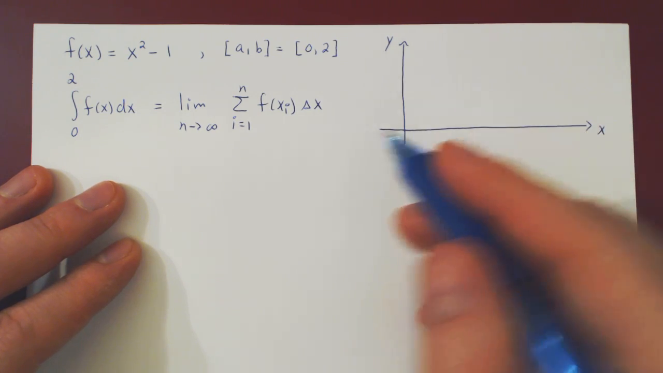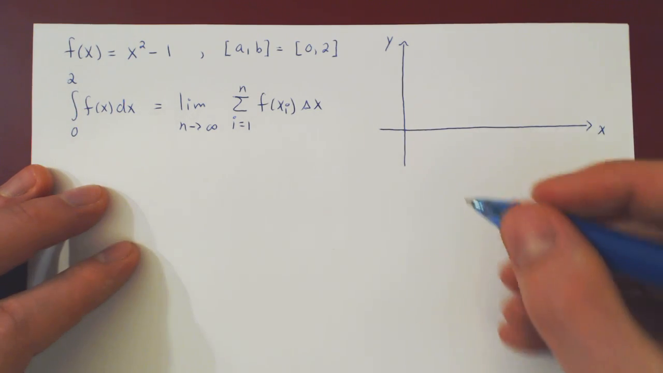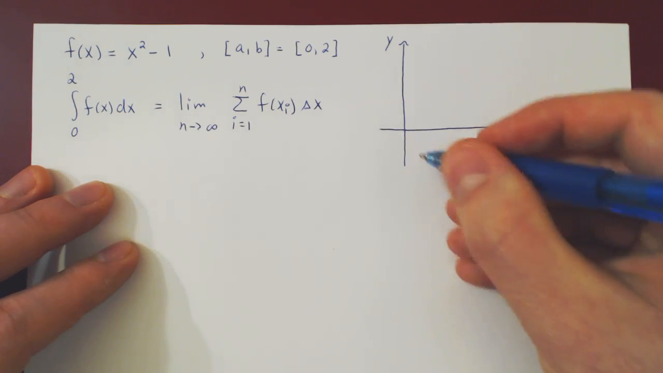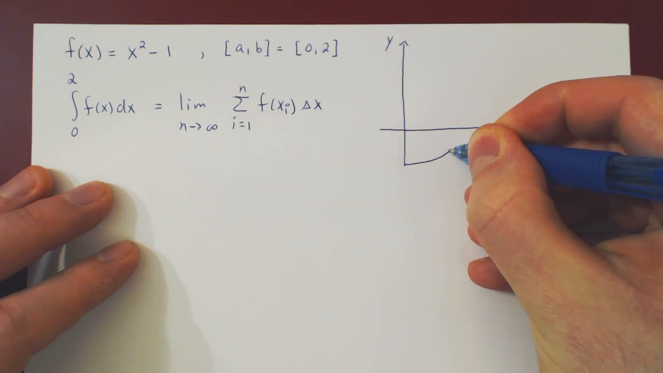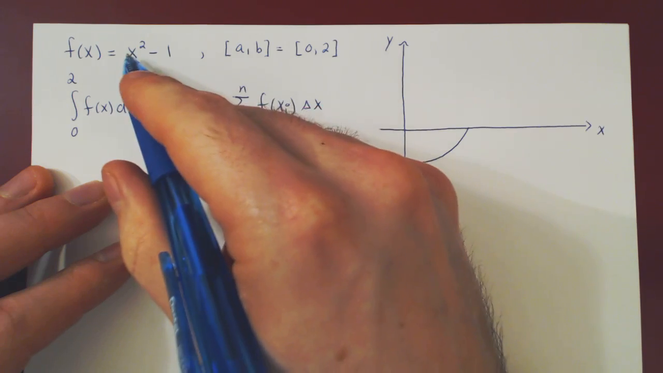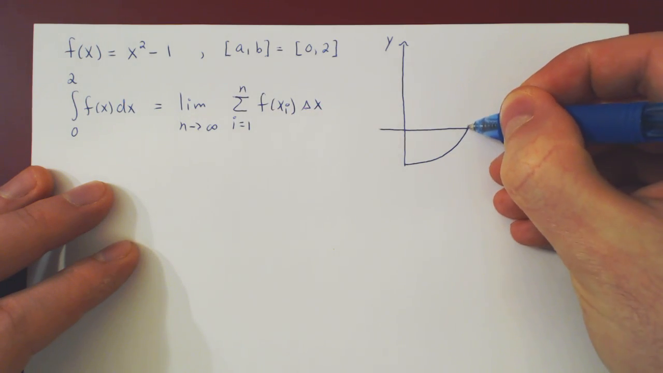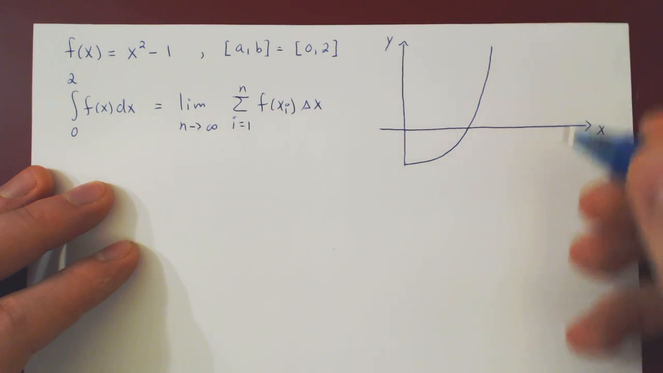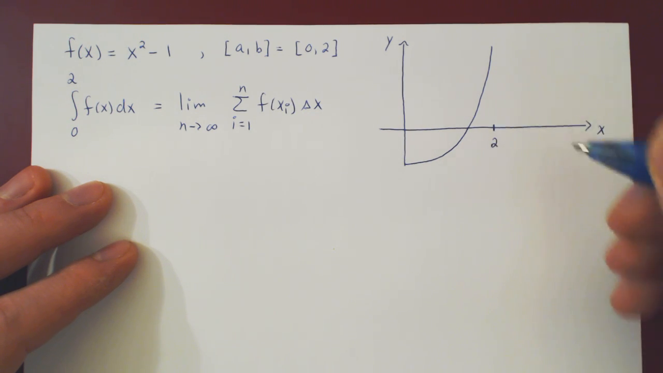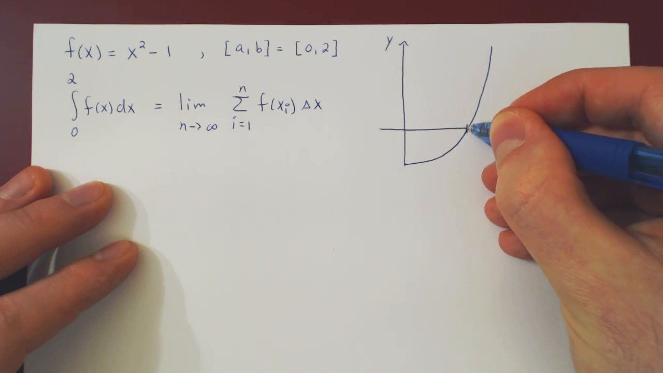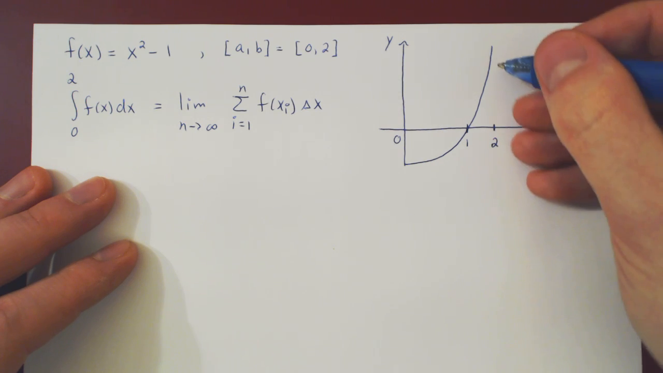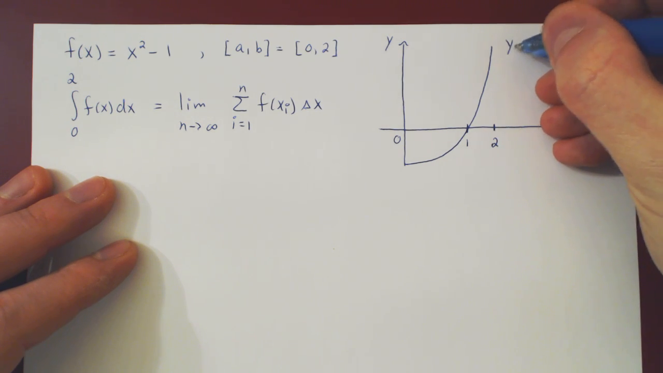So, we go from 0 to 2, that is the interval of interest, and f of 0 is negative 1, f of 1, 1 minus 1 is 0, and finally f of 2 will give us 4 minus 1, 3. Not a very accurate picture, but imagine that this is perfectly symmetric from 0 to 1 to 2, and now you see that we have two regions.